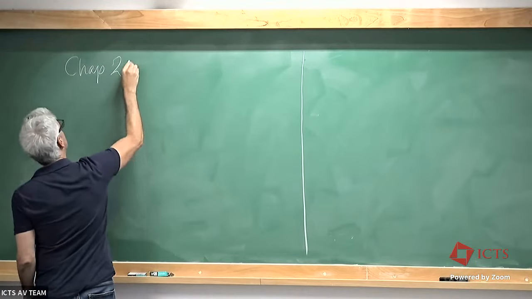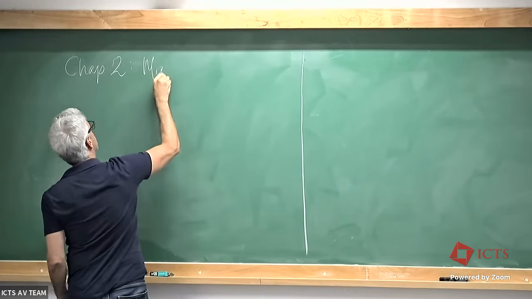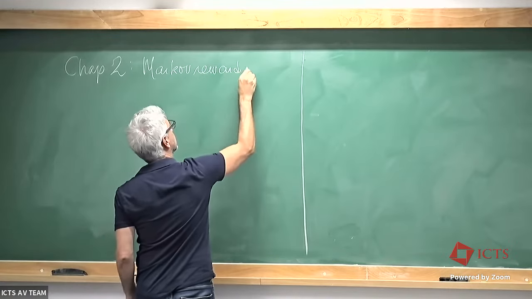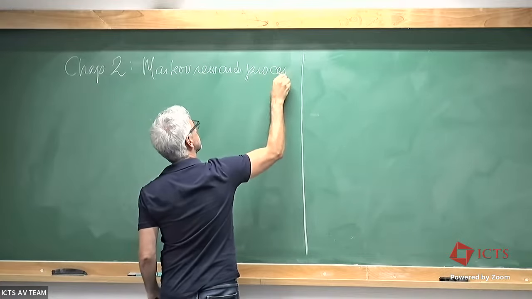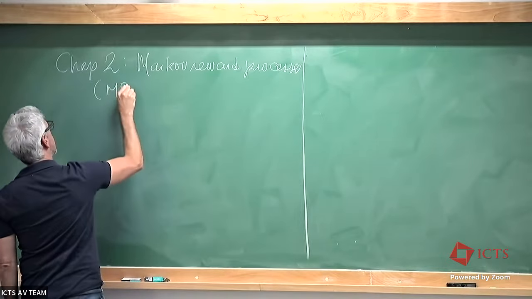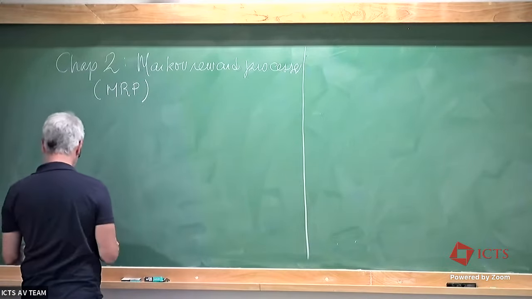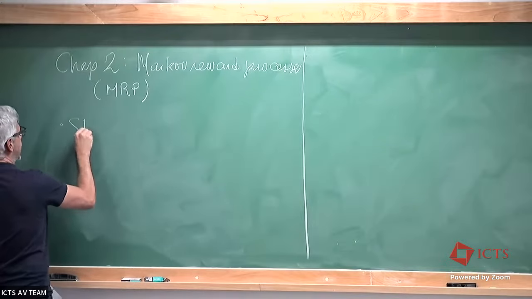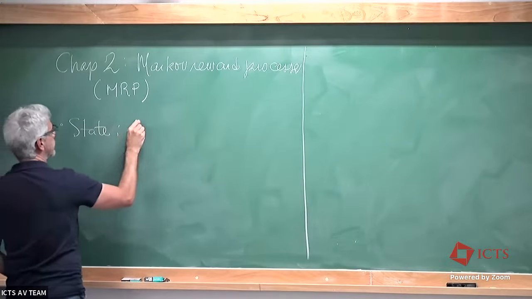Okay, so I'm going to start with this new chapter, chapter 2, Markov reward processes. The acronym is MRP.